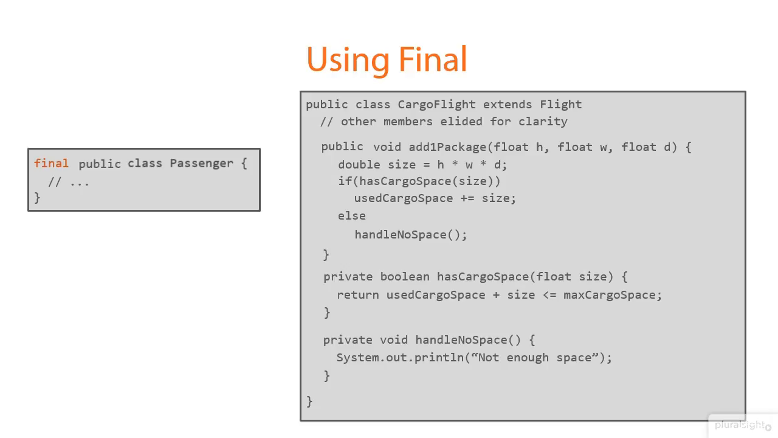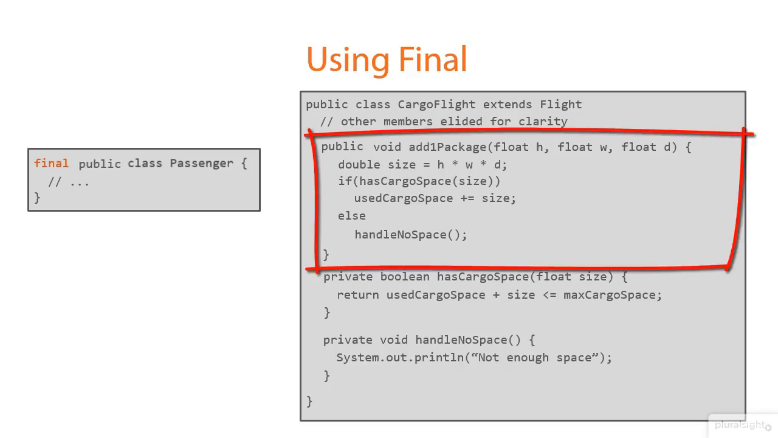Let's take a look at our cargo flight class here. Let's say we want to go ahead and allow people to inherit from cargo flight and specialize cargo flight, but we want to make sure that they don't change the way that adding a package works. So what we can do is take our add one package method and just mark that method as final. By marking the method as final, now you can inherit from cargo flight, but you cannot override add one package.